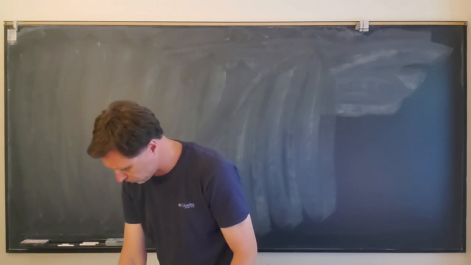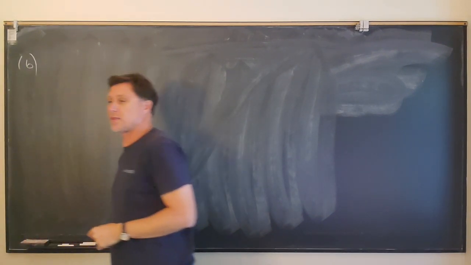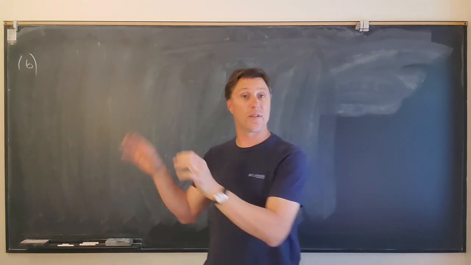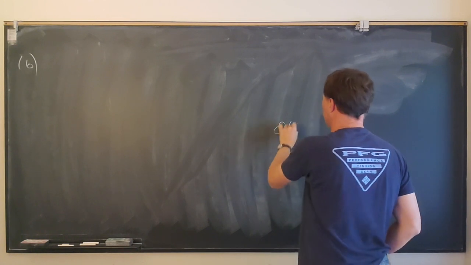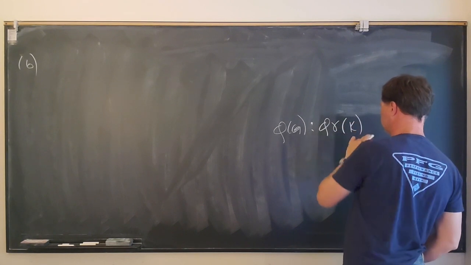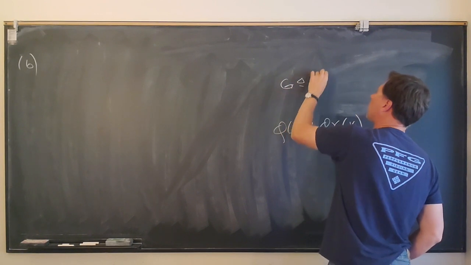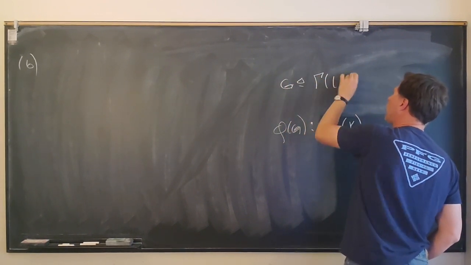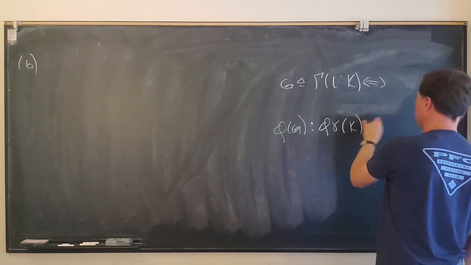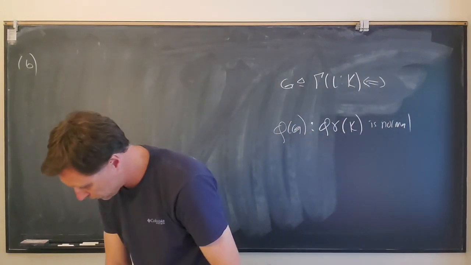Now remember, it's an if and only if statement, right? G is a normal subgroup of the Galois group if and only if this particular extension here, phi of G over phi gamma of K. So let me write it down. G is a normal subgroup of gamma of L over K if and only if this extension right here is normal. All right, so that's what we want to prove.